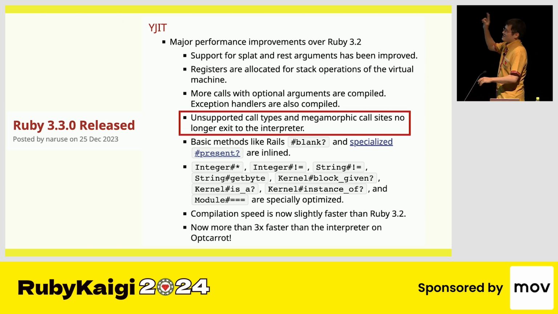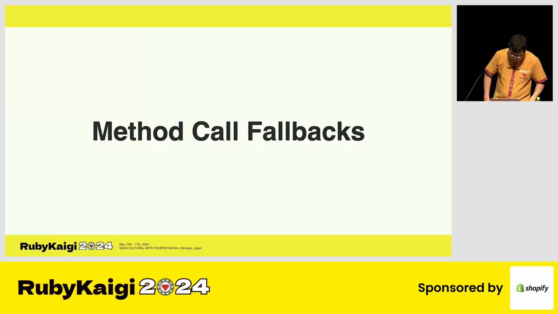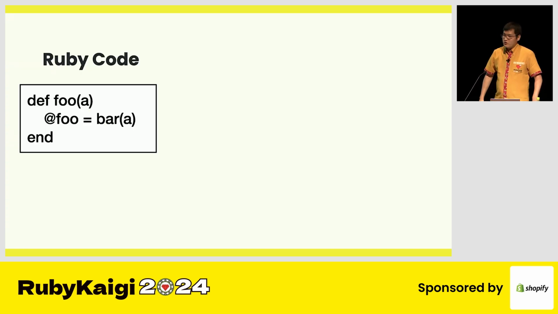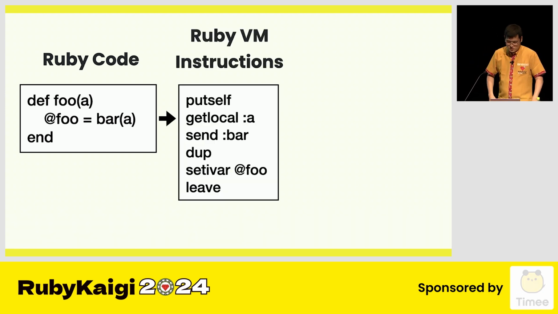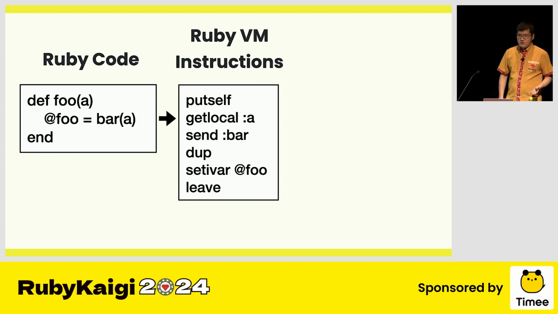So this is the most significant one, and this is pretty hard to understand, so I wanted to take this opportunity to explain why this was significantly influencing the performance. I'm calling this method fallbacks. If you look at this code, this is a pretty normal Ruby method, so there's no problem compiling everything in this method. In the Ruby virtual machine, we compile Ruby source code into so-called YARV instructions.